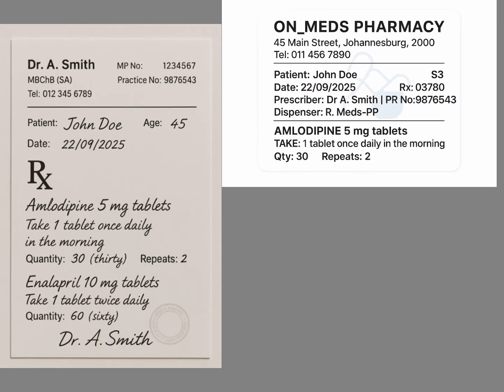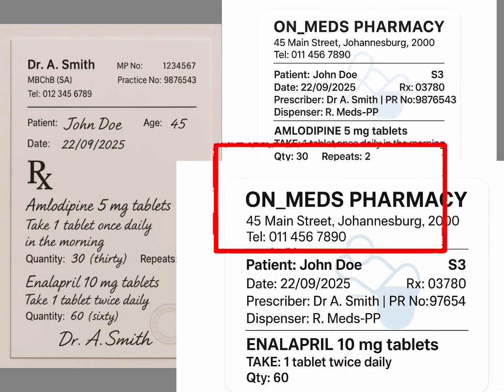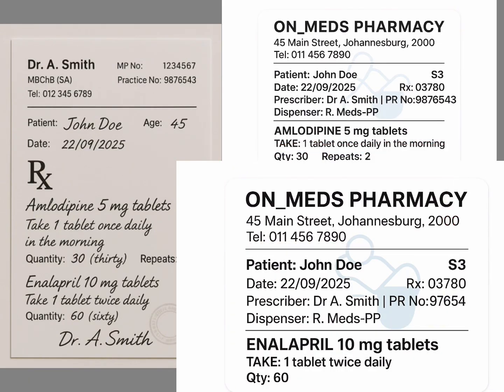Now let's move to the next item on the script, which is Enalapril 10 milligrams tablet, 1 tablet twice a day, and the quantity is 60. Let's see how the label is going to look. As you can see, it's still the same pharmacy, same address, same street, and same telephone number. It's Mel's Pharmacy, 45 Main Street, Johannesburg, 2000. The telephone number is 011 7890. And the patient is still the same patient, John Doe.